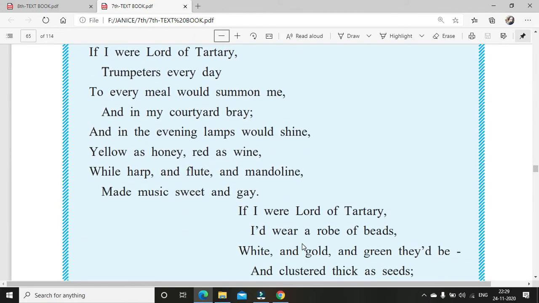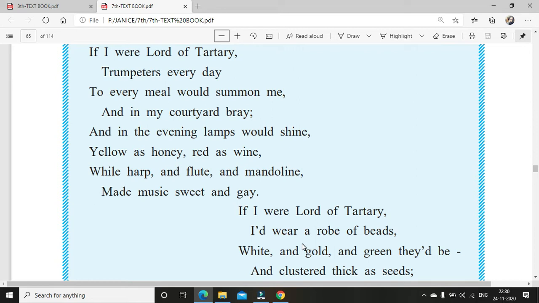If I were Lord of Tartary, trumpeters every day to every meal would summon me. What are trumpeters? People who blow the trumpet. You know, in your band, you'll have the man blowing the trumpet, a big, huge instrument which is blown by the mouth. Every day, to every meal would summon me. Summon means to call. So he will not just be told your meal is ready. The trumpeters would blow the trumpet. When he hears the sound of the trumpet, he will come to know, okay, my meal is ready, so I have to go. And in my courtyard bray.